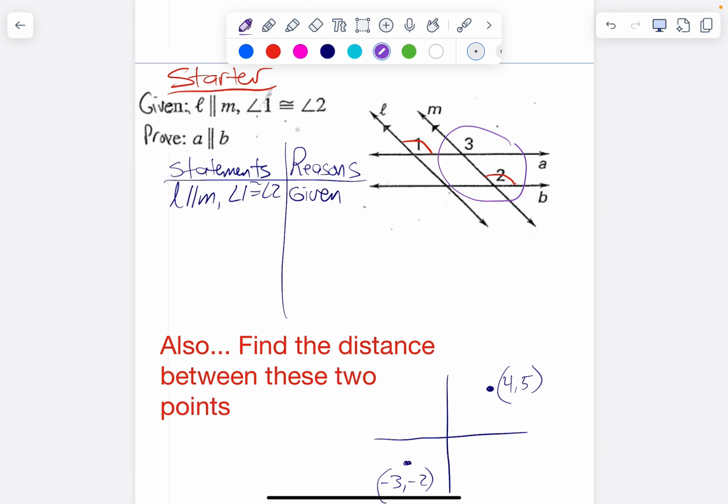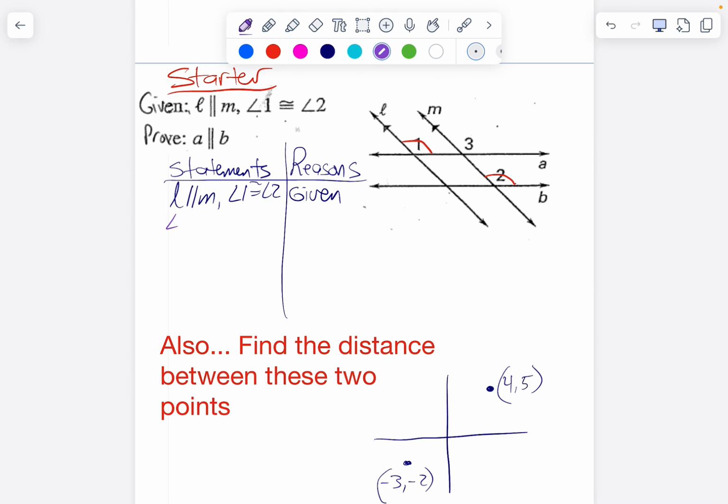We know that 3 and 2 are corresponding. That's the kind of angles they are, but we can't say that that's why they're congruent. So what else can we do? We need to be able to connect 3 and 2. But we need 3 in the proof, like in the argument. So far, 3 has not been mentioned. So what do we know about 3 that is helpful?